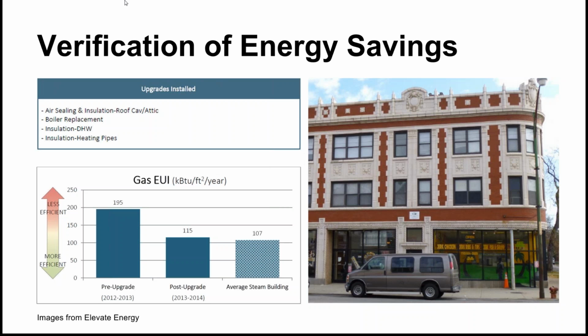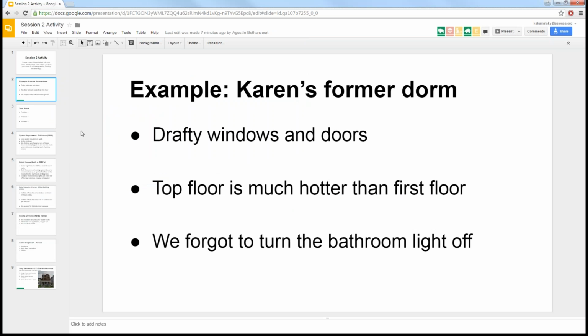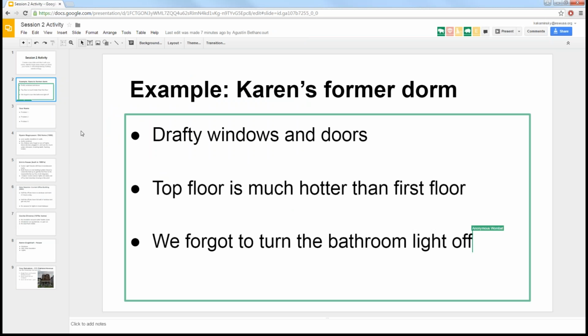Okay, so my example was the dorm I lived in sophomore year, and I don't have a picture, but like Troy's building, it had really drafty windows and doors. But one of the main problems that I saw was that the top floor was way hotter than the first floor. So that's something that air sealing and insulation would help with. It would reduce the stack effect, so hot air would be going through the building a little less quickly, and we wouldn't have excessively hot units that we needed to open our windows for because we had no control over them.